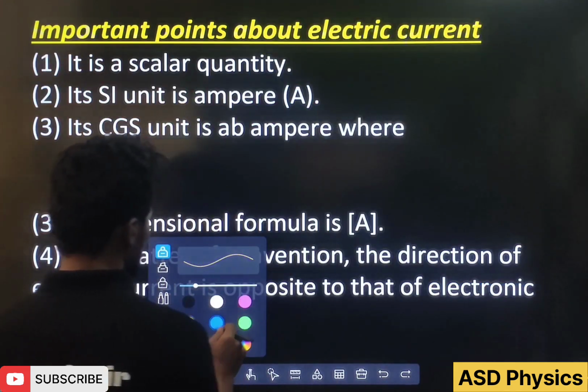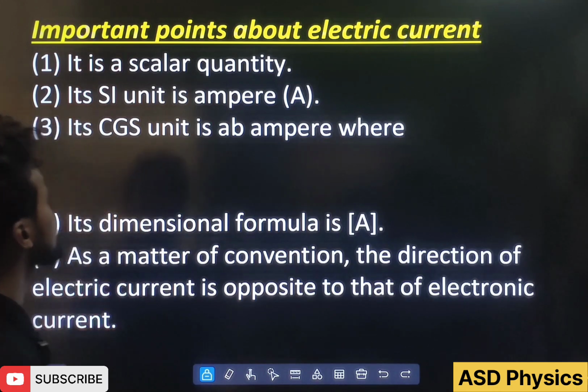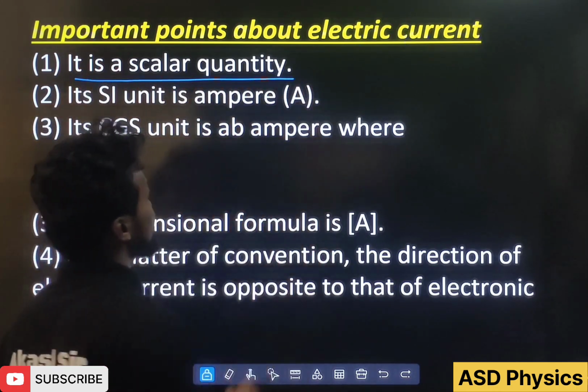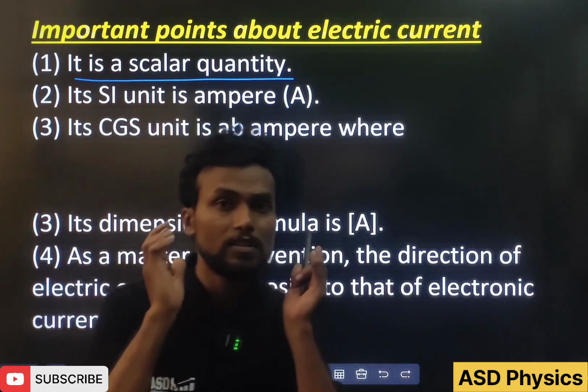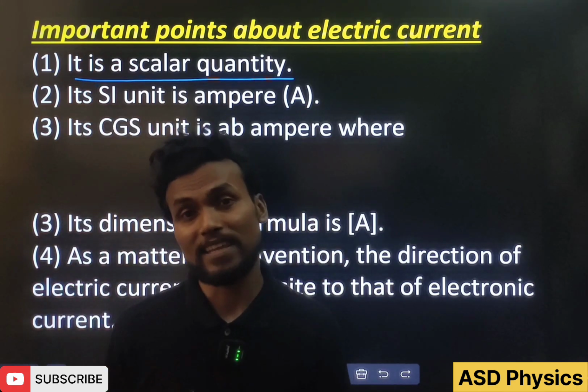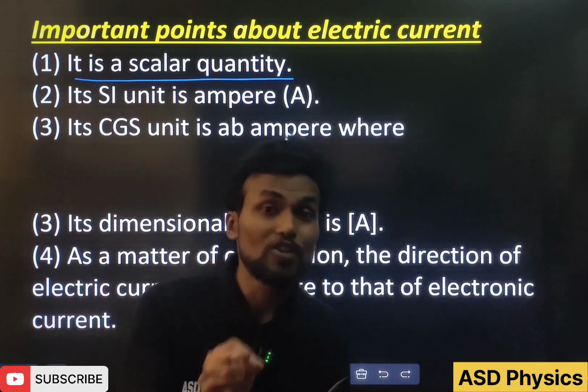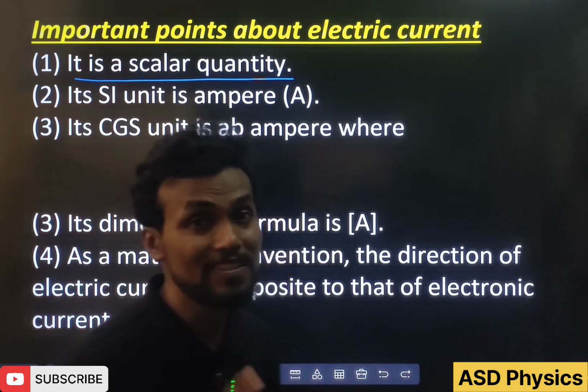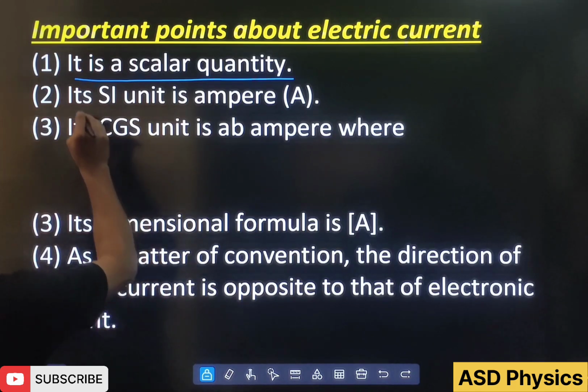Some important points are there, so let's go through them. Electric current is a scalar quantity. Even in 11th we have learned that electric current has magnitude and direction. But why is it scalar? Because it does not follow the triangle law of vector addition. That's why it is a scalar quantity.